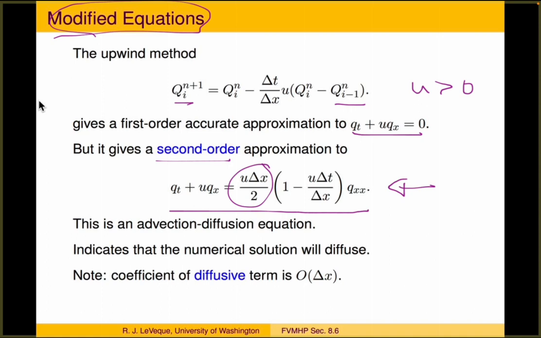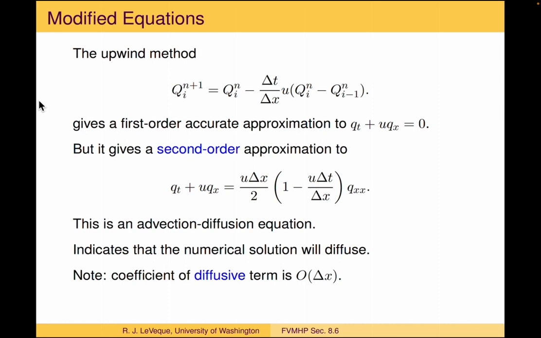And since we know that an advection diffusion equation tends to smear things out, that tells us that we can expect the dominant error in the Upwind method to be in the form of things being smeared out as they propagate.